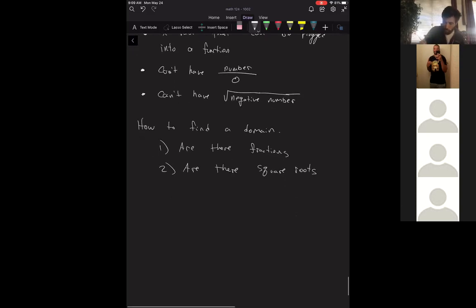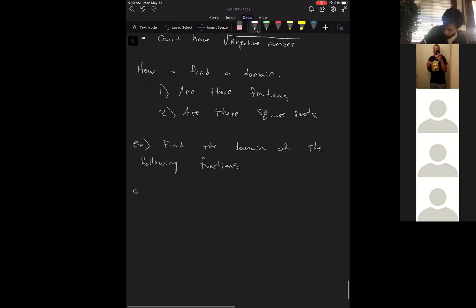So now let's do this with a couple of examples. So let's say find the domain of the following functions. So for this first one, let's just do a simple one. F of x equals x cubed, x squared, x plus 1. Okay, so we always go back to those questions. Are there fractions? Are there square roots? So are there fractions?